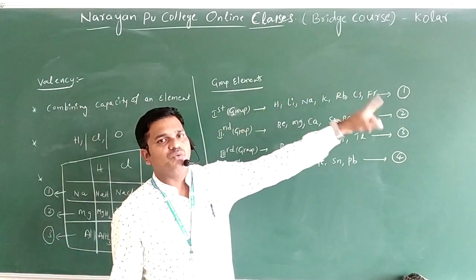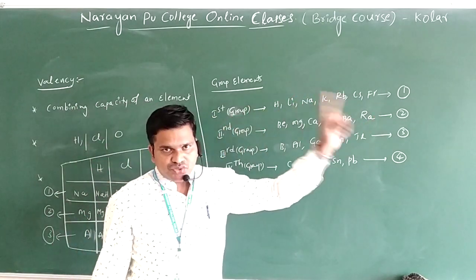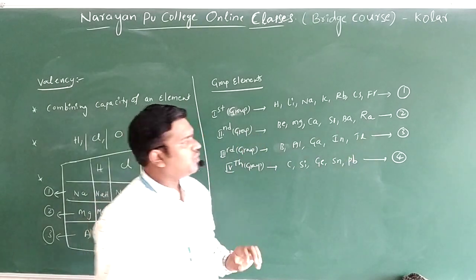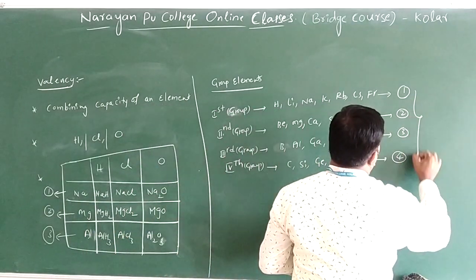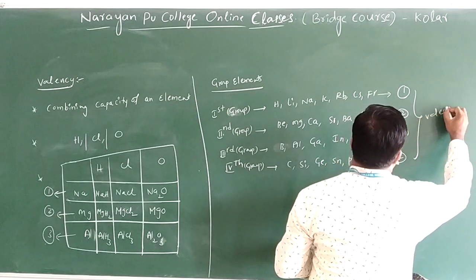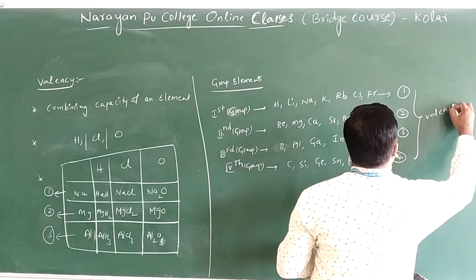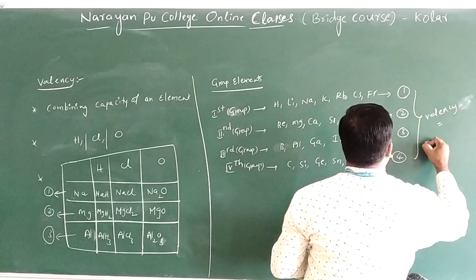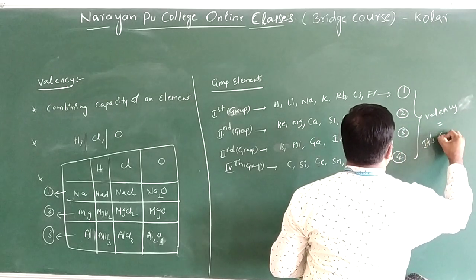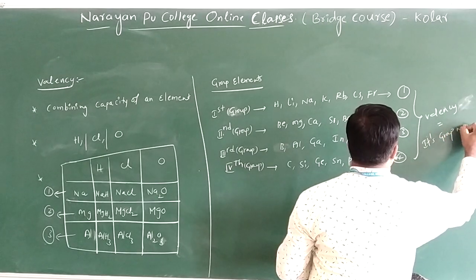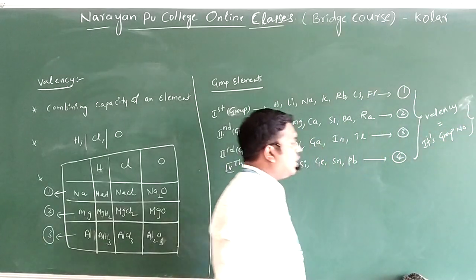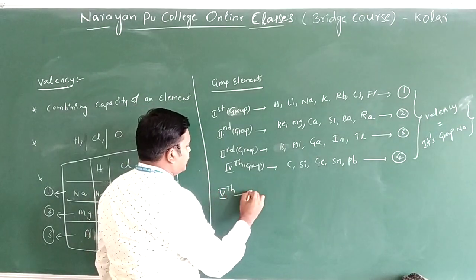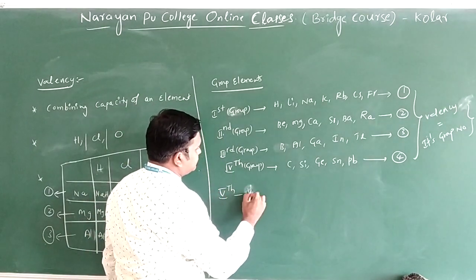First group valency 1, second group valency 2, third group valency 3 and fourth group valency is what? 4 only. From this, what can you write here? Valency is equal to its group number. Now we can see from 5th group to 8th group.